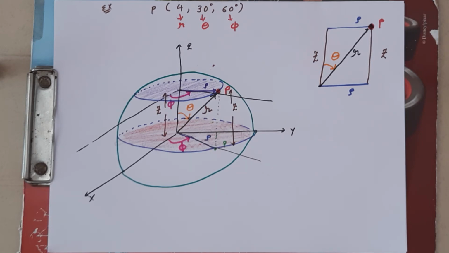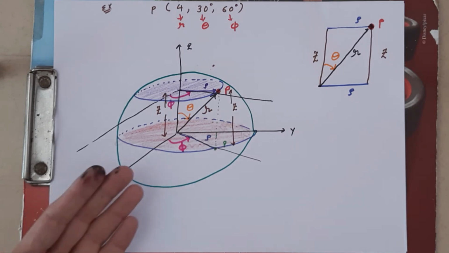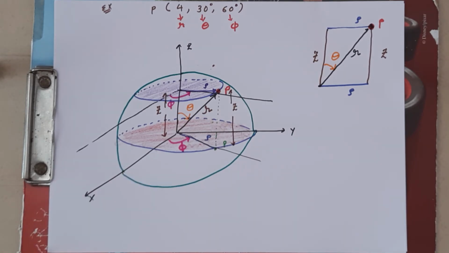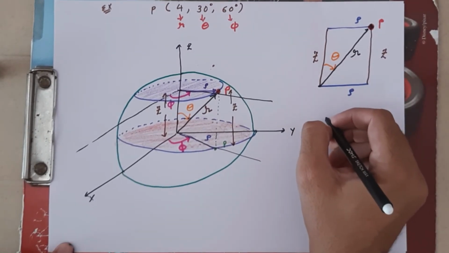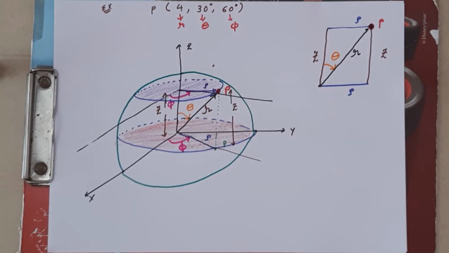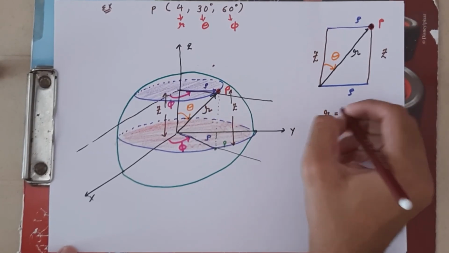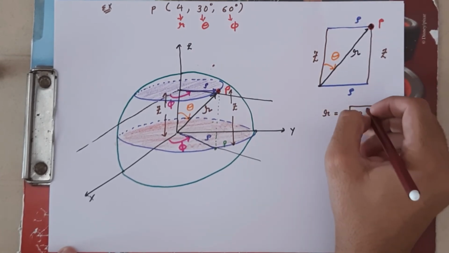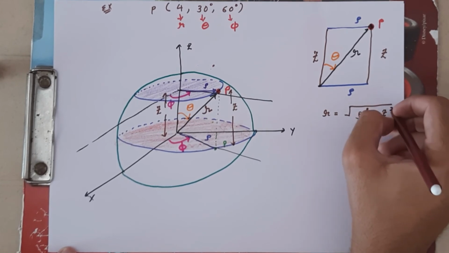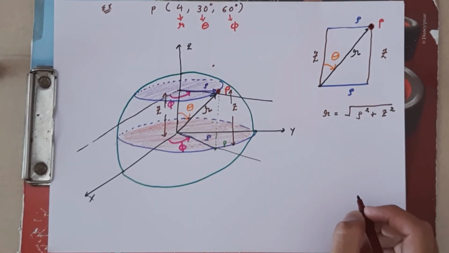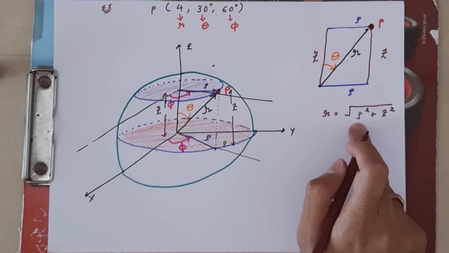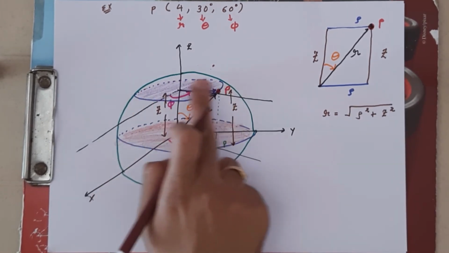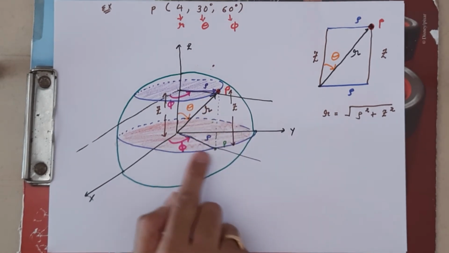Our next topic is the relationship between the spherical coordinate system and the Cartesian coordinate system. Now you can apply your trigonometric concept. I have to write the equation. What is r here? r is equal to the square root of rho squared plus z squared. Clear? But now the question is, what is rho? Rho is the radius of this small circle, and if you notice here, it is rho.